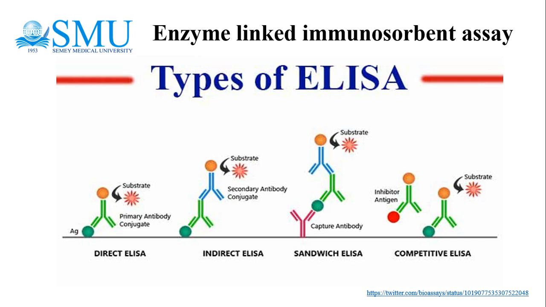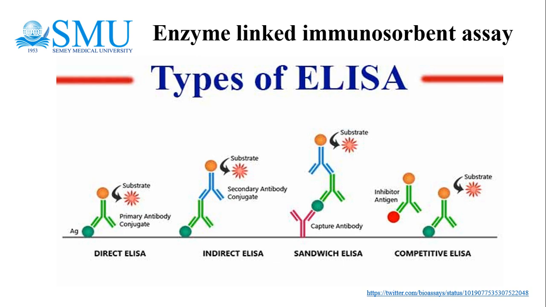Here, a primary antibody targeted against the serum antigen is labeled with the enzyme. First step, wells of the microtiter plate are empty, not pre-coated with antigen or antibody. And step 2, test serum containing antigen is added into the well, and antigen becomes attached to the solid phase by passive absorption.